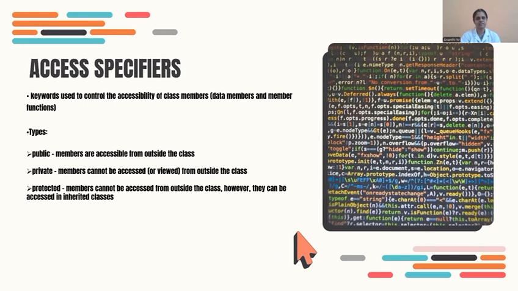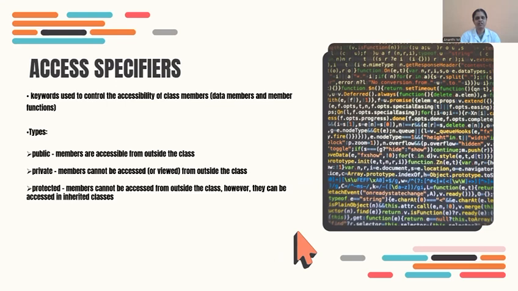Next one is access specifiers. Access specifiers are the keywords which are used to control the accessibility of a class, which means the class members and member functions. These are the different types of access specifiers used in C++: public, private, and protected.